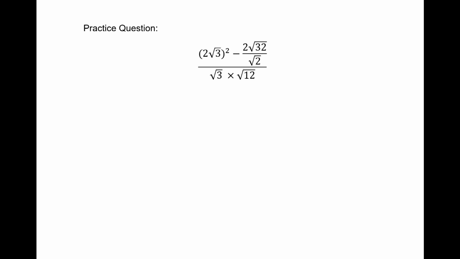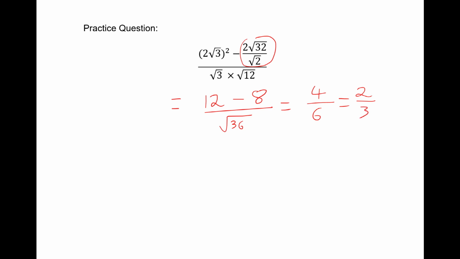Okay, let's go through the answer. 2 root 3 all squared should be 4 times 3, which is going to be 12. 2 root 32 over root 2 is 2 root 16, which is going to be 8. On the bottom, 3 12s are 36, so I have root 36, which is going to give me a final answer of 4 over root 36, which is 4 over 6, which can be simplified to 2 thirds.